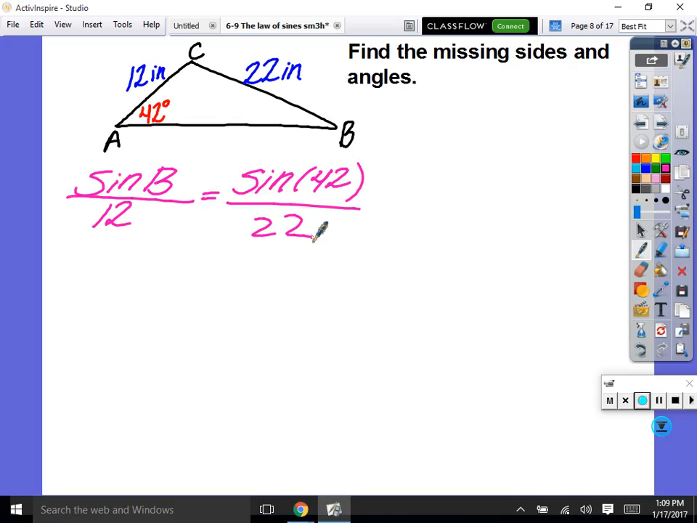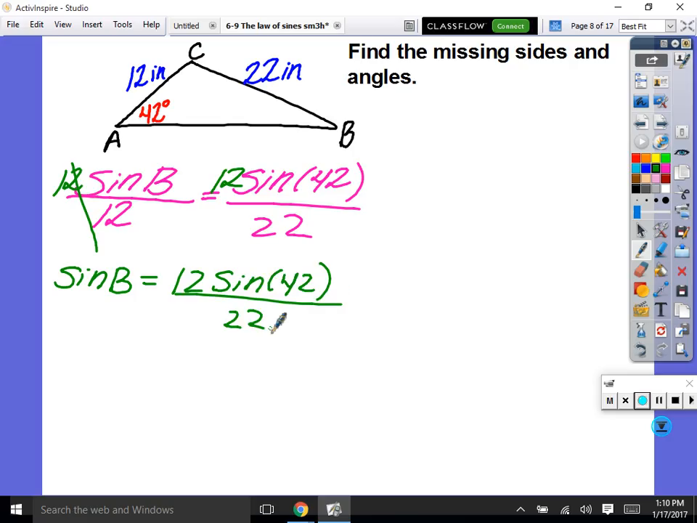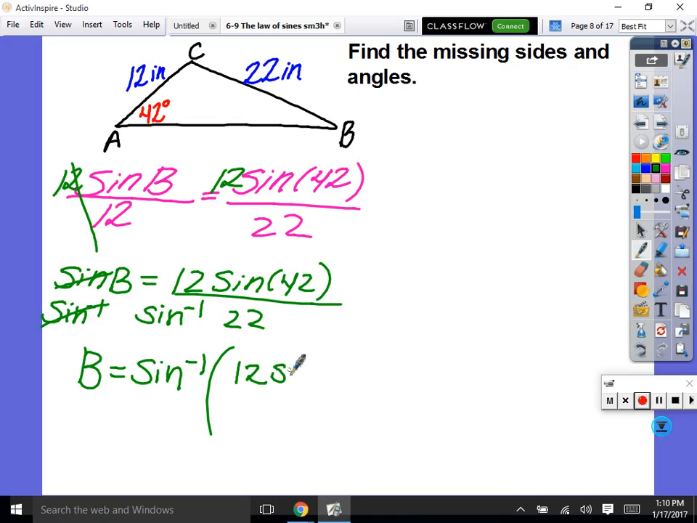Okay, now we're solving for B, so you've got to use algebra to get B alone. First step is to, good, multiply both sides by 12. 12 divides out. I'm going to show my work. Sine of B equals that. Now what would we do? B is trapped inside sine. Good, sine inverse of both sides of the equation. So now inverse and sine cancel out. We're at B is equal to sine inverse of all that stuff. So 12 sine of 42, all over 22.